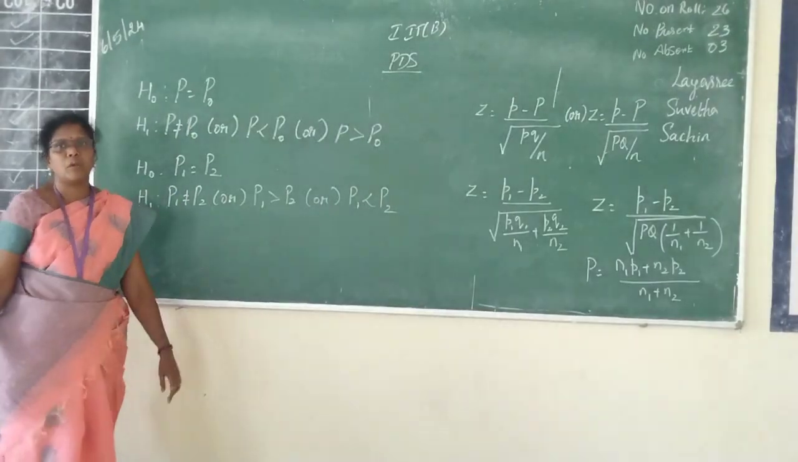Then capital P equal to n1 p1 plus n2 p2 divided by n1 plus n2. But the first formula is sufficient for solving all the problems. Note the formula. So let's start with the problems.